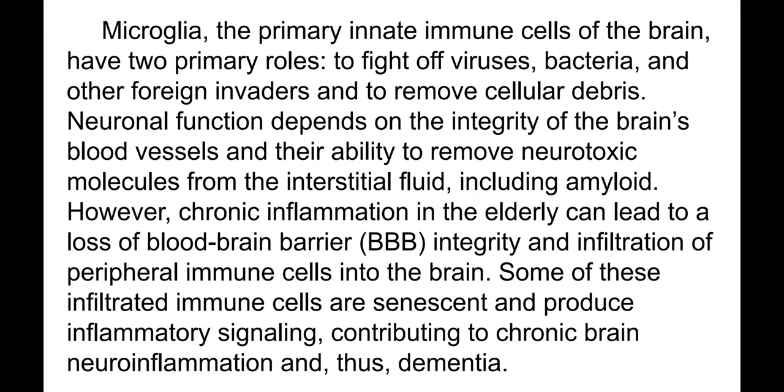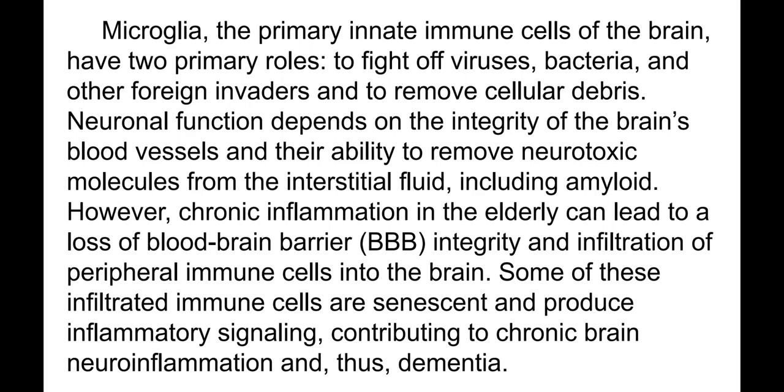Microglia, the primary innate immune cells of the brain, have two primary roles: to fight off viruses, bacteria, and other foreign invaders, and to remove cellular debris. Neuronal function depends on the integrity of the brain's blood vessels and their ability to remove neurotoxic molecules from the interstitial fluid, including amyloid. This is important because these misfolded proteins accumulate in the brain, and so we have to do something about this. Again, I was talking about this, and losing sensitivity to insulin is one part of the amyloid accumulation.